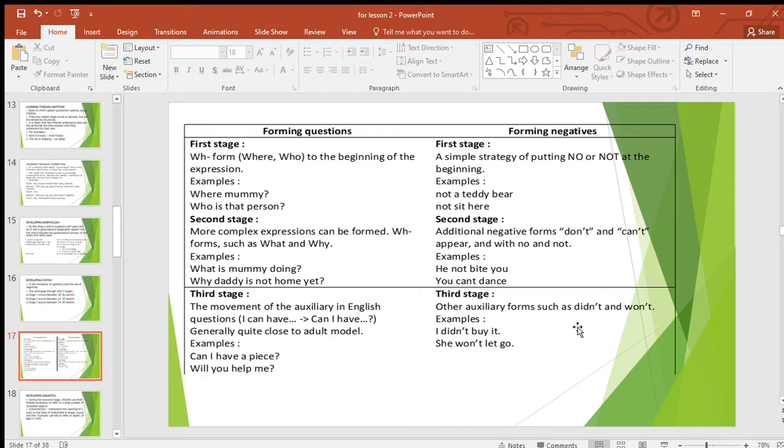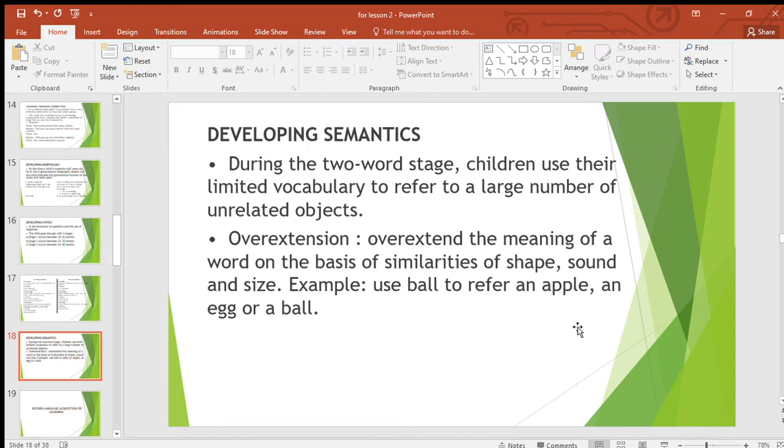Again, in first language acquisition, we are not teaching them. They are learning by themselves. They learn by acquiring words from others or being corrected by the people around them. Just additional trivia. So, moving on to developing semantics. During the two-word stage, children use their limited vocabulary to refer to a large number of unrelated objects. Overextension is extending the meaning of a word on the basis of similarities of shape, sound, and size. For example, using ball to refer to an apple, an egg, or, of course, a ball.